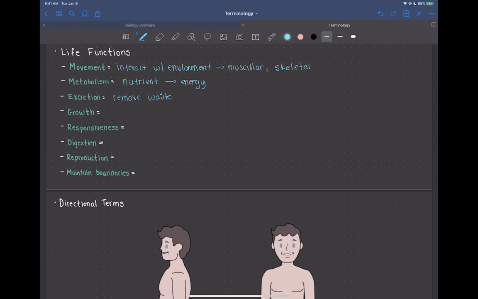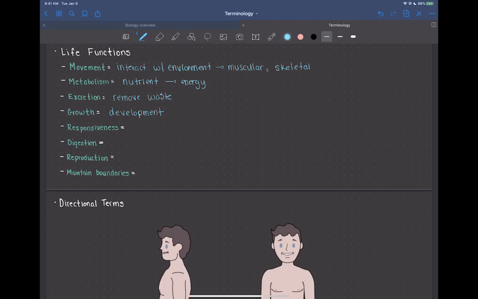Okay, we know that the body can grow, right? Obviously, we start out as infants and grow into adults. So that is the process of growth. And that would involve also development, developing different skills like speech and walking and that kind of thing as we grow.